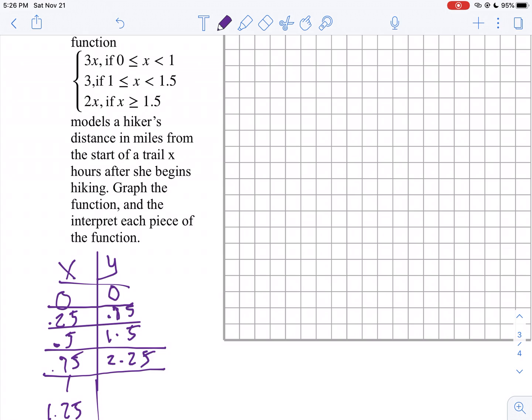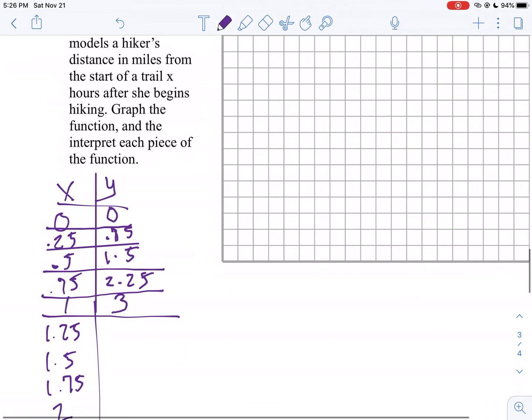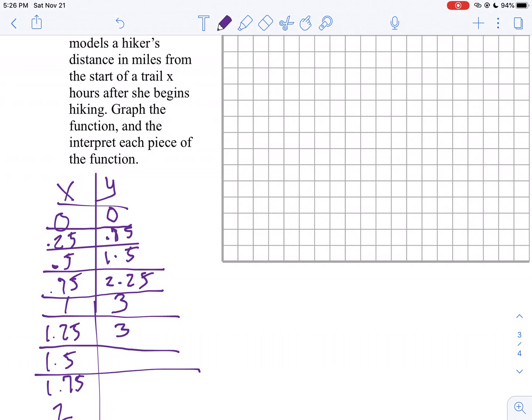Now, if you're between 1 and 1.5, notice the underline for x is at 1. So when I get to 1, I'm going to switch my rule. There is no x here. The answer is just plain old 3. So between 1 and 1.5, you're going to be at 3. So 3, 3 again. Then I get to 1.5, then I'm going to use my other rule.